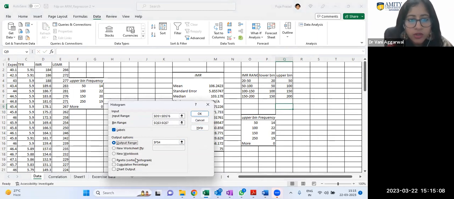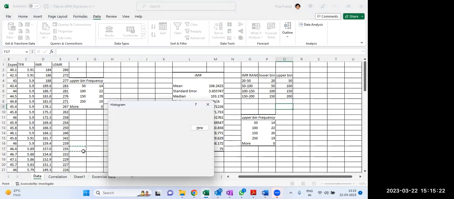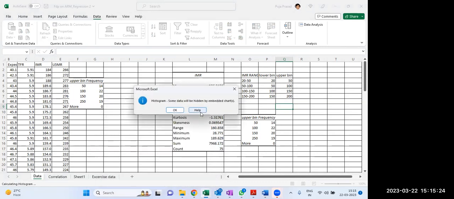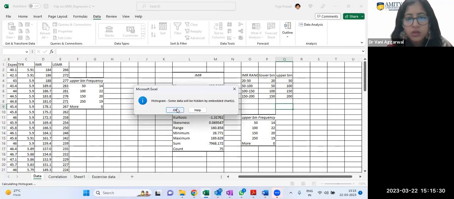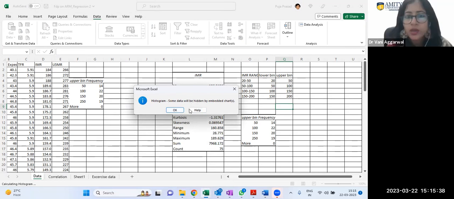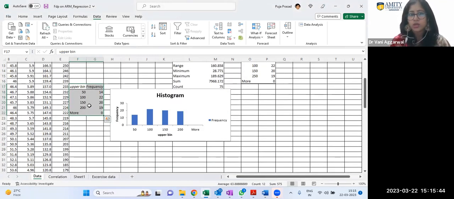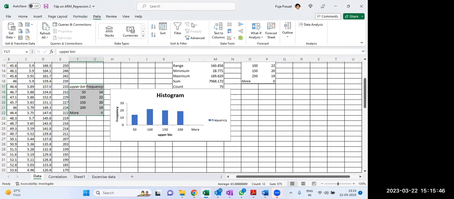Chart output you have not clicked. No, last option, chart output. Okay. So I'll try to redo this once again. Just click on OK. Maybe you will get histogram at least. See, histogram is there. There is some data issue. Otherwise, right? Okay. Thank you, ma'am.